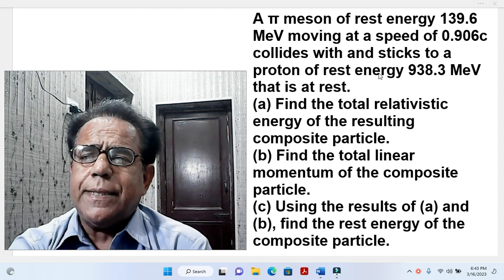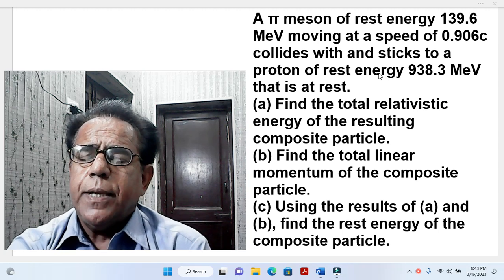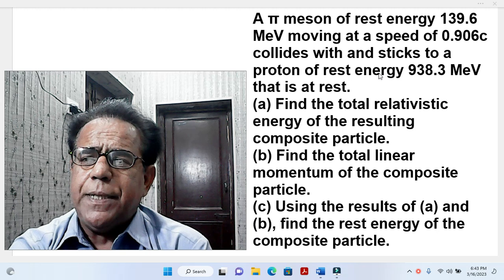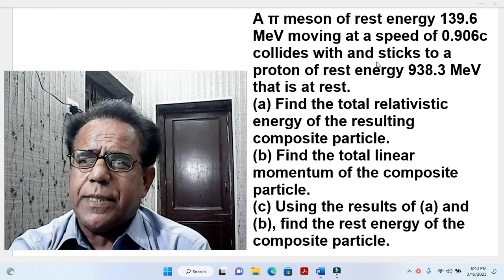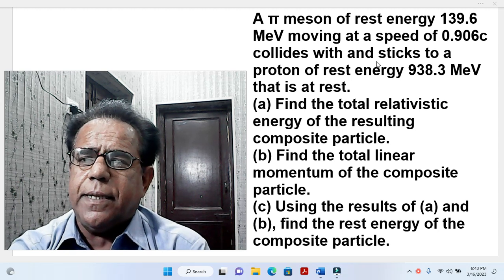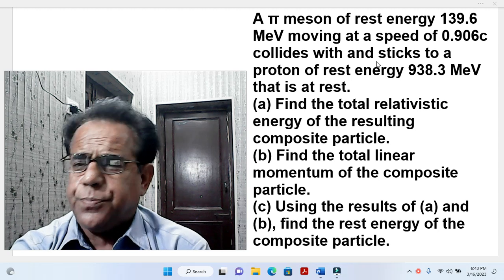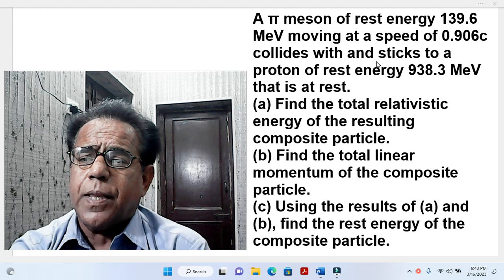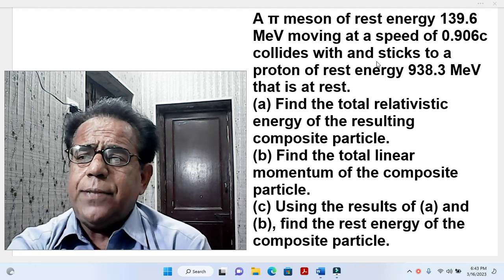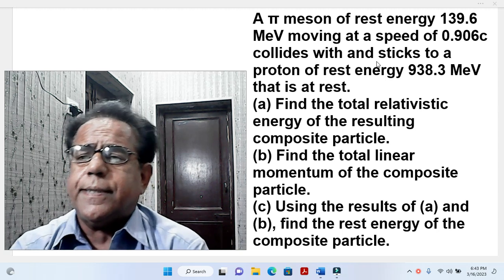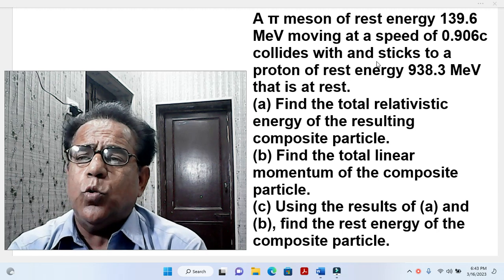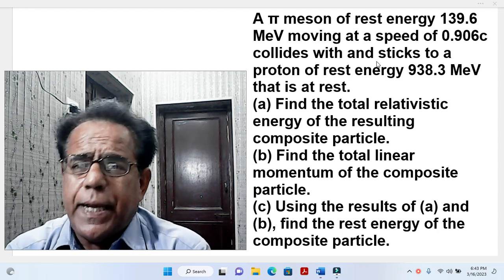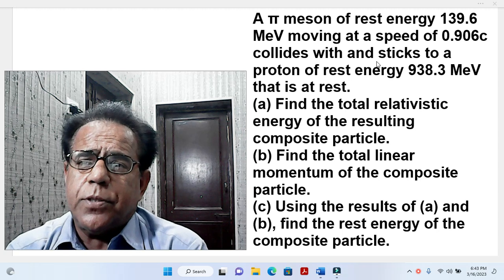This is our next problem. This problem has again been selected from the book Modern Physics by Kenneth S. Crane. This problem has three parts. As usual, we first come towards its statement, then we will go to helping tools, and then we will go to solution of this problem.